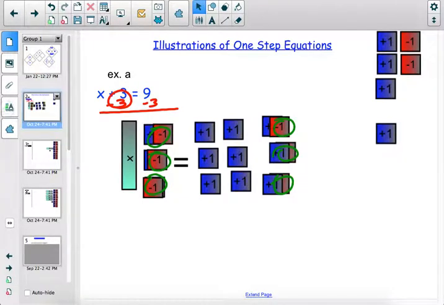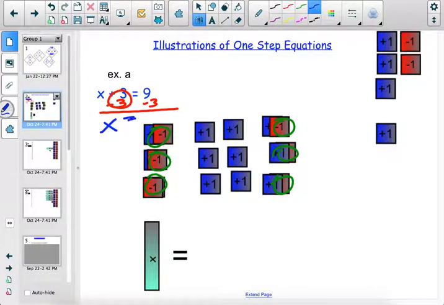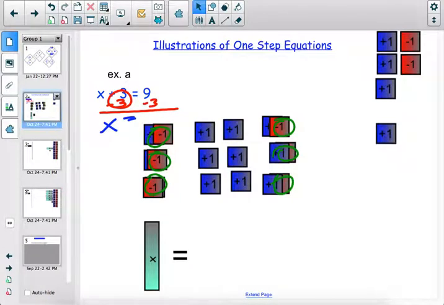So what are we left with? Well, on the left, what are we left with? Allison? X. We're left with x equals, so I'm going to write that. X equals, what are we left with on the right side then? Jackson? On the right side, you are left with just, Brandon? 6. 6. These all zeroed out. We're left with 6 of these.